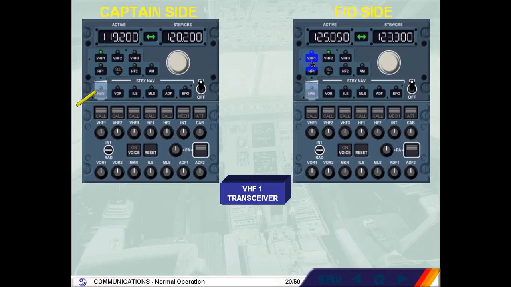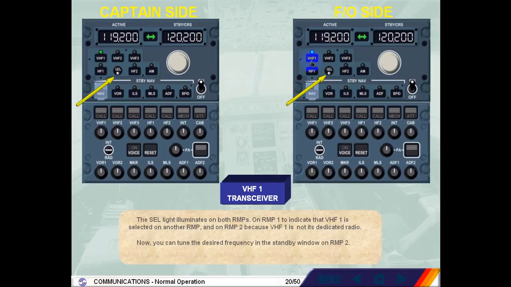The selector light illuminates on both RMPs. On RMP1 to indicate that VHF-1 is selected on another RMP, and on RMP2 because VHF-1 is not its dedicated radio. Now you can tune the desired frequency in the standby window on RMP2. Select the standby frequency 126.00.